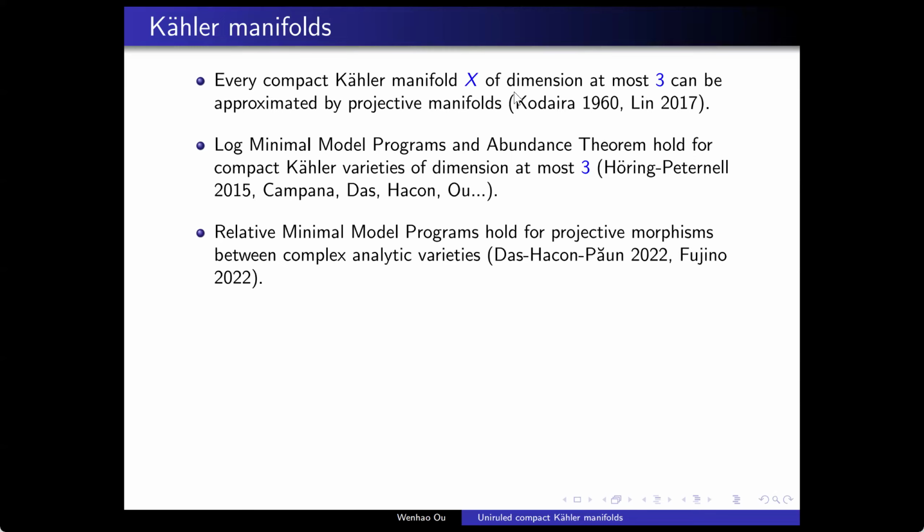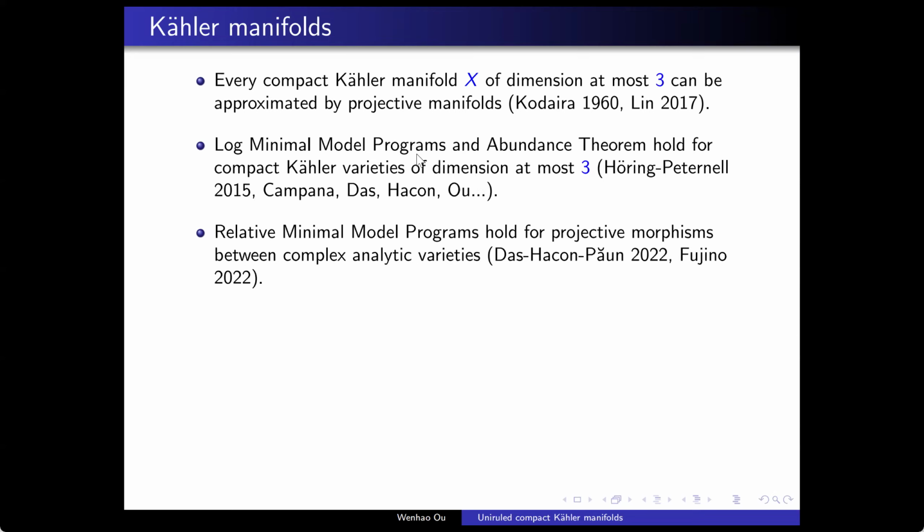Indeed, Kodaira proved this approximation property in 1960 for surfaces. And later, Lin in 2017 proved this approximation property for compact Kähler threefolds, based on the birational geometry of compact Kähler threefolds. So that's what I'm going to introduce in this second paragraph.